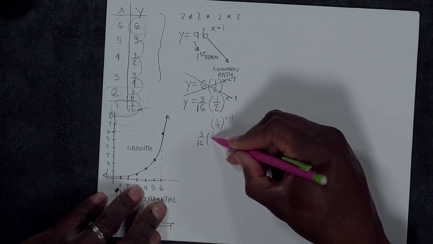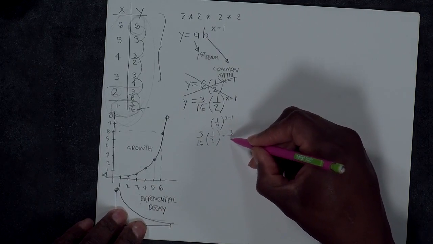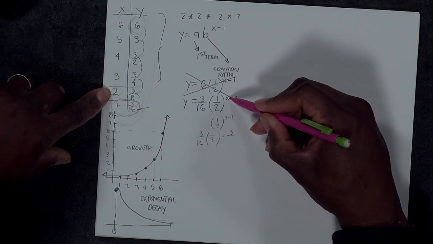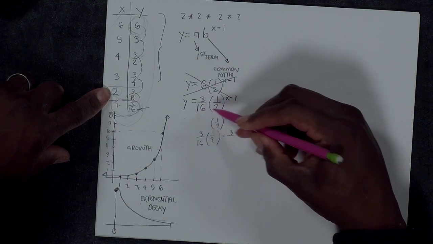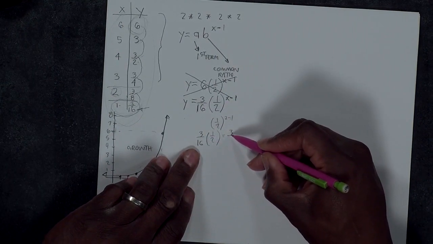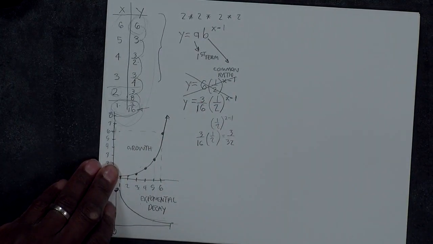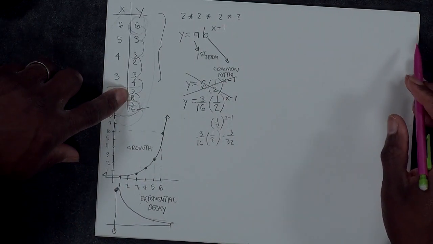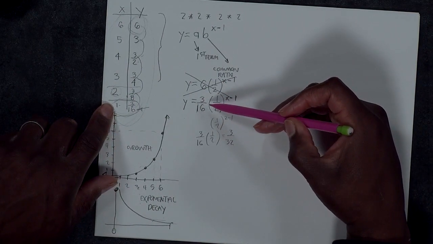We end up with 3/16 times half, which would be 3/32. You put in 2 here, you get 2 minus 1 is 1. You get half. 3/16 times half is 3/32. And it turns out that we don't get the 3/8 that I was expecting here. All right. So I got to see what the issue might be.